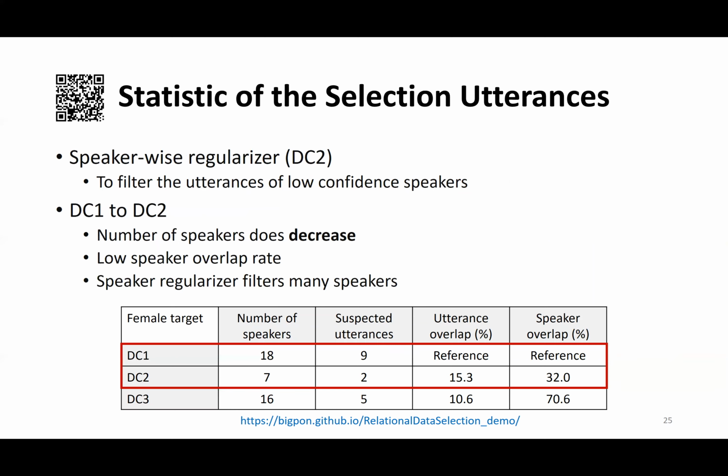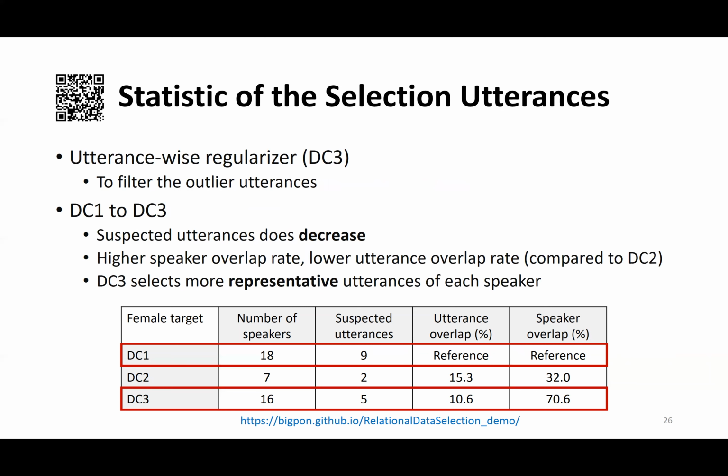The speaker-wise regularizer is adopted to filter the utterances of low-confidence speakers, and the speaker number of the selected utterances does decrease in DC2. The low speaker overlap rate between DC1 and DC2 also shows that the speaker regularizer filters many speakers. The utterance-wise regularizer is adopted to filter the outlier utterances, and the suspected utterance number does reduce in DC3. The higher speaker but lower utterance overlap rate between DC1 and DC3 shows that the utterance regularizer makes DC3 select more representative utterances of each speaker, and the influence of the speaker regularizer is eased in DC3.